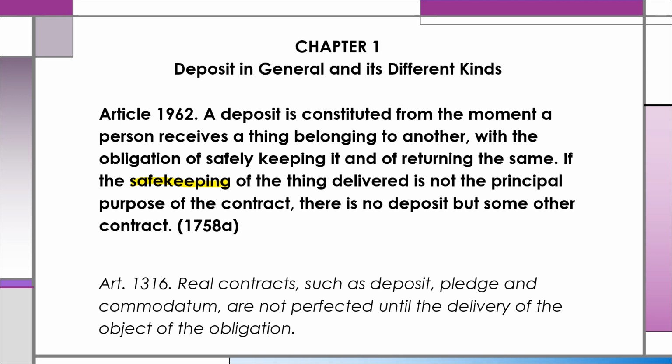Number two, it is unilateral if it is gratuitous. Unilateral because only the depositary has an obligation to keep the thing and return it later on if it is gratuitous. However, if it is for a compensation, it is bilateral because it gives rise to obligations on the part of both the depositary and the depositor. The depositor to make the payment and the depositary to keep the thing safely and return it afterwards. So that is Article 1962.